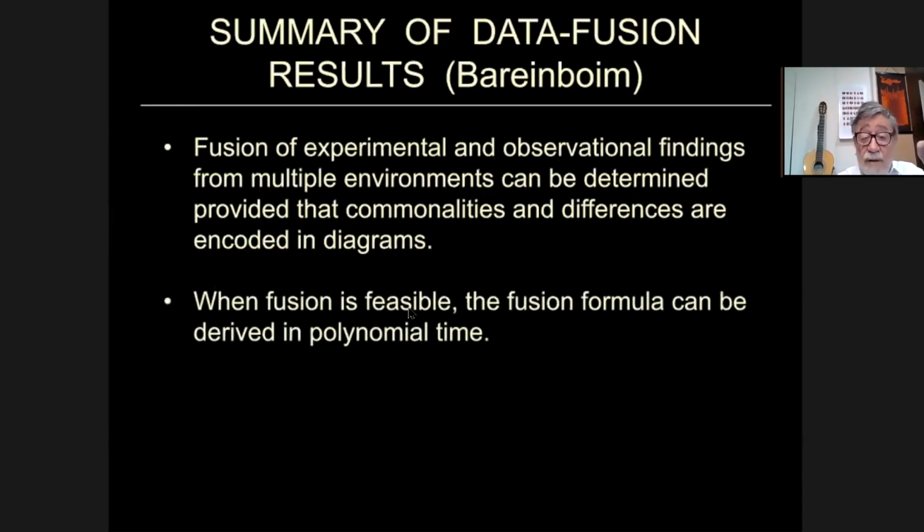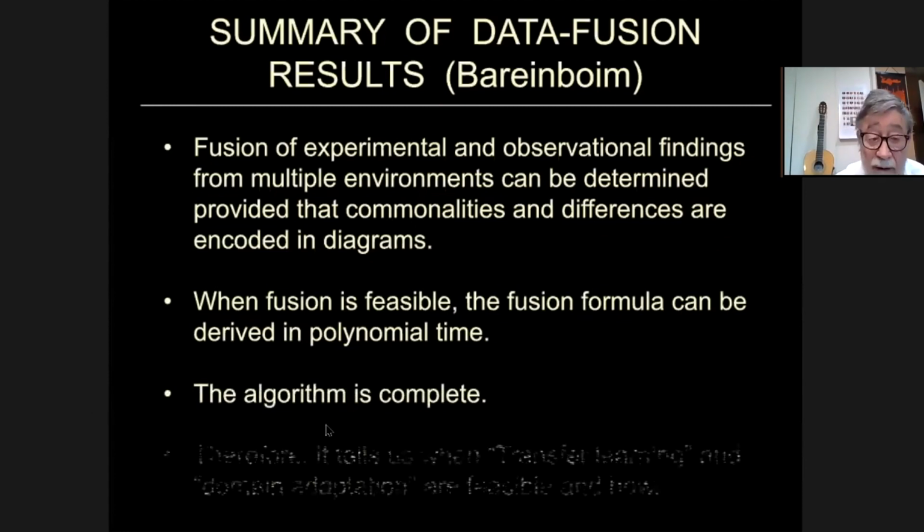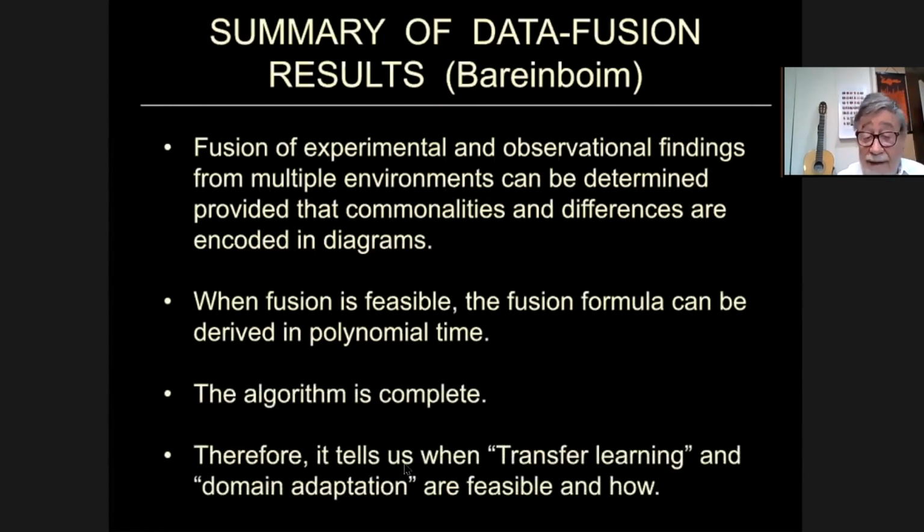When fusion is feasible, then the fusion formula can be derived in polynomial time, and here's the important part, the algorithms are complete. Therefore, it tells us when transfer learning, that was my missing keyword, transfer learning and domain adaptation are feasible and how. And that's something which is missing from the work I see in machine learning. What should hold true in the world so that my algorithm will give me what I want? You need this anchor to reality which is outside the data.